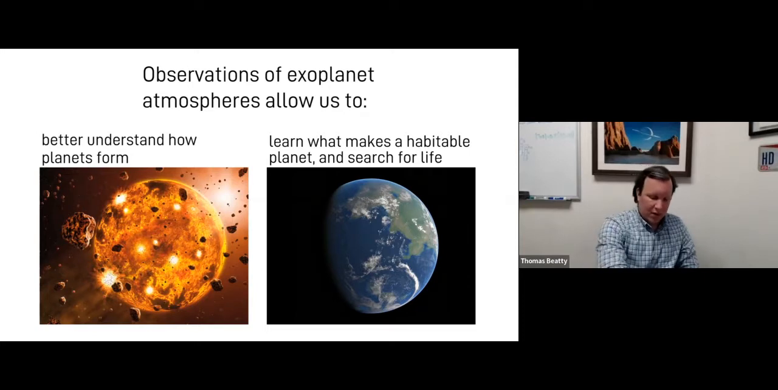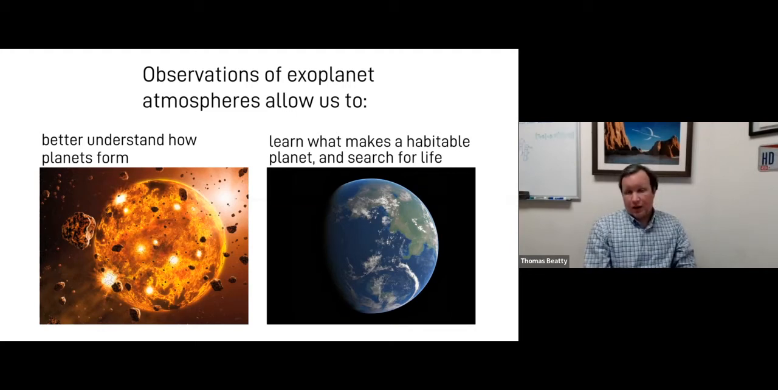From ALMA observations and things like that, we have a pretty good understanding, or we're getting a better understanding, of protoplanetary disk properties. By looking at exoplanet atmospheres, we know what the outcome of those disks collapsing into planets is. And we can use those two anchor points at the beginning and end of the formation process to try and work out what must have happened in between.